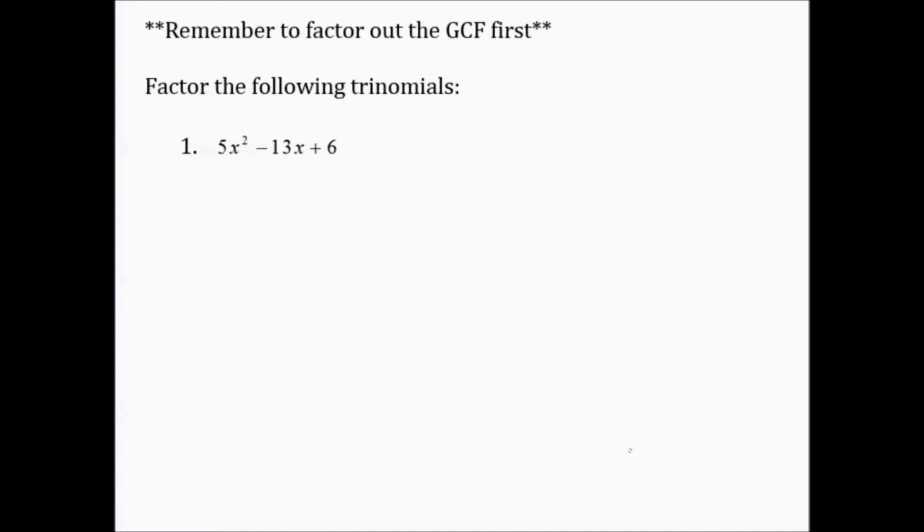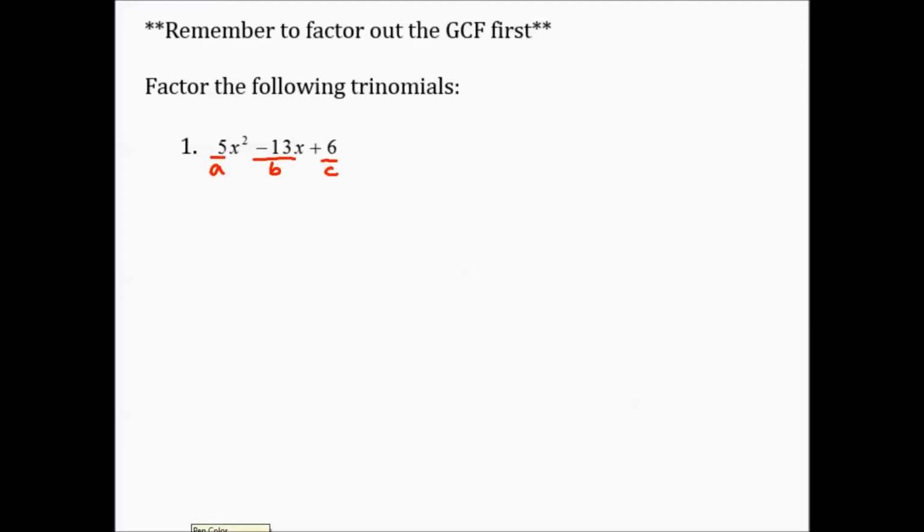First, as we mentioned in the last video, you need to make sure that you check and see if you can factor out a GCF before you do anything else on a factoring problem. For the first problem, we are given the trinomial 5x squared minus 13x plus 6. 5, negative 13, and 6 do not have any common factors other than 1, so there's no GCF to worry about in this problem. Since this quadratic is written in standard form, let's note that 5 is A, negative 13 is B, and 6 is C.